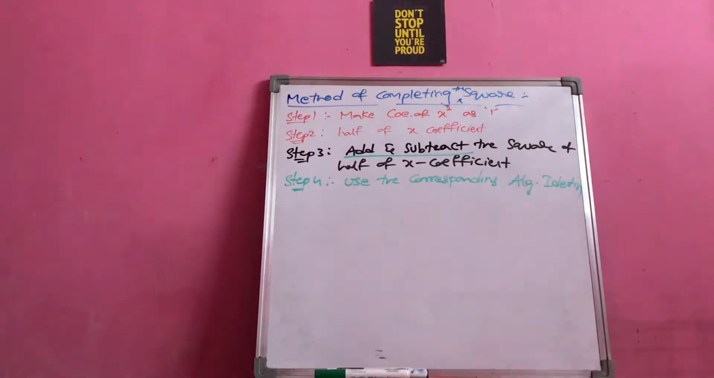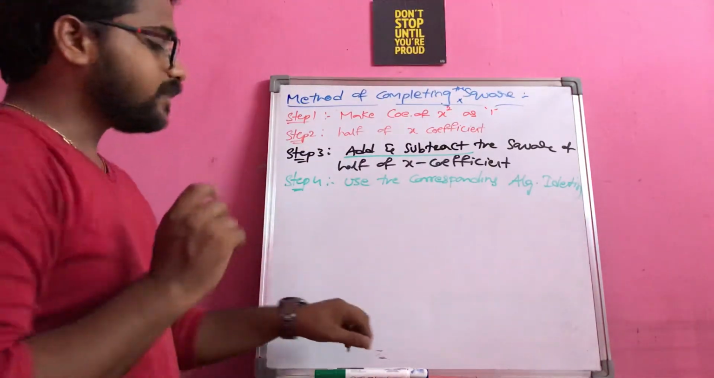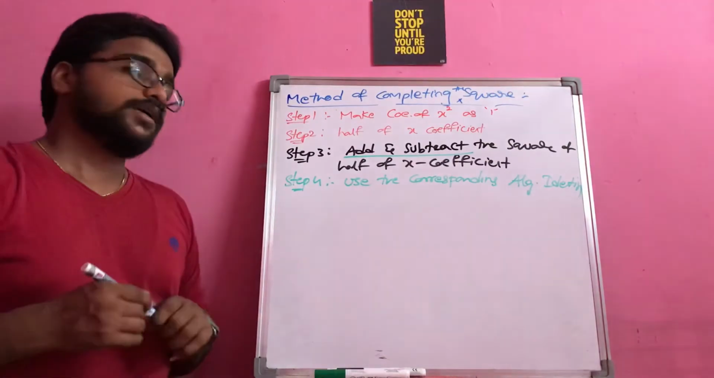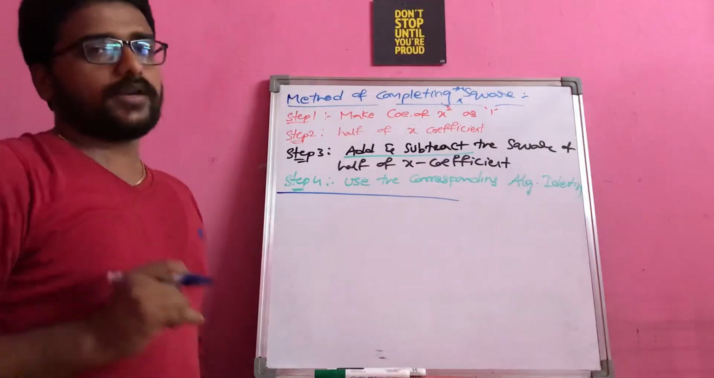Here, what I mean by using the corresponding algebraic identity is, depending on the given equation and the sign of the middle term, you have to use the algebraic identity. For example, if the middle term has a plus sign, you have to go for the a plus b whole square formulation. If the sign of the middle term is negative, you have to make use of the a minus b whole square identity. Let us see now how we are going to use this step by step procedure in finding the roots of a quadratic equation.